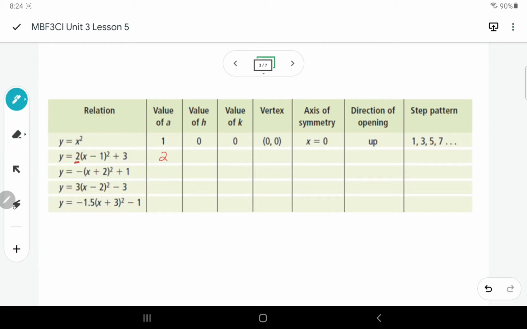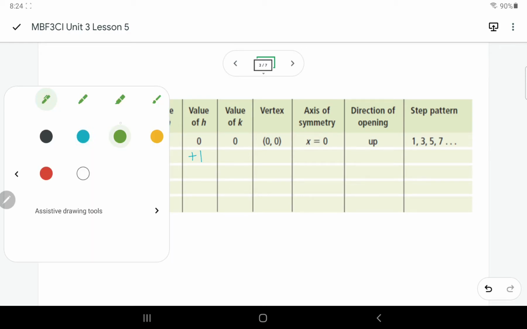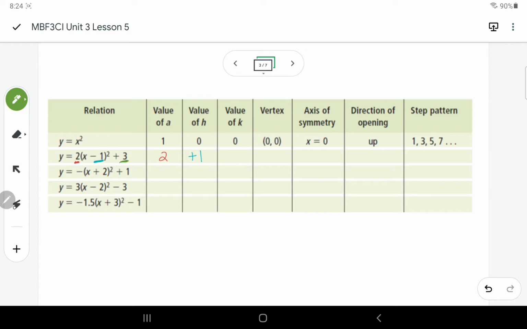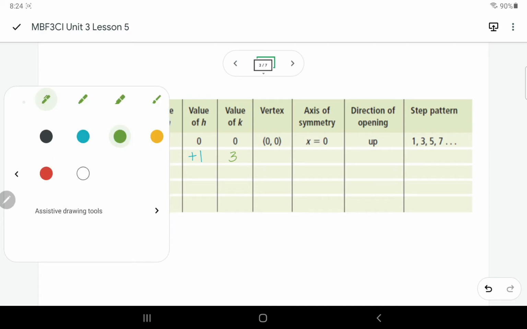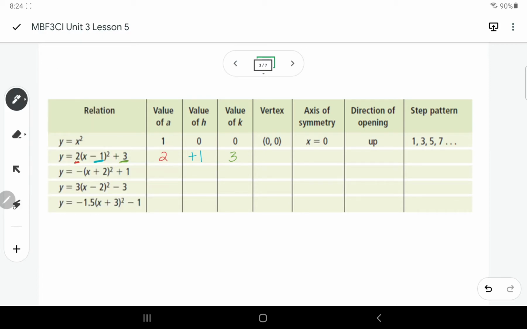And the value of H, remember, is the opposite sign of what's in there. So it says minus 1. It's going to go in the opposite direction, so I'll put plus 1. And then the K is the last number that's off by itself, and it doesn't change sign. So that's 3. And then what would the vertex be? Remember, the vertex is the start at 0, 0 for the base parabola. But now my new vertex will move 1 to the right and up 3. So this is moving 1 to the right and up 3. So the new point would be the point 1, 3.